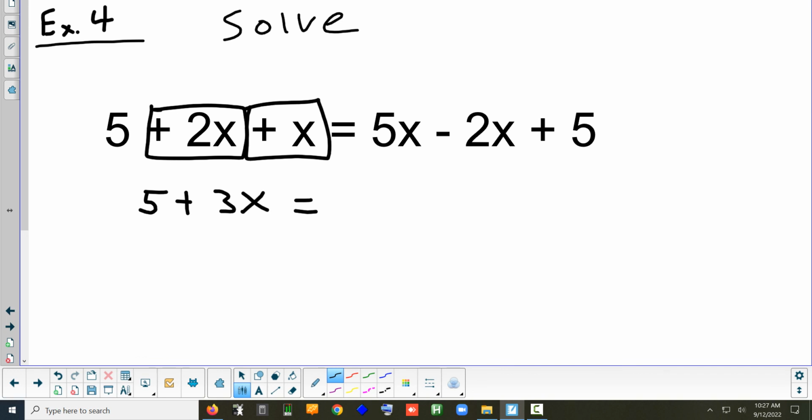How about on the right? Anyone see what I need to do there? Yeah, subtract the 5x minus 2x. I've got a positive 5x and a negative 2x. So I have to combine like terms not only on the left, but I also have to do it on the right in this problem. And Sean, when I do 5x minus 2x, I would get 3x.